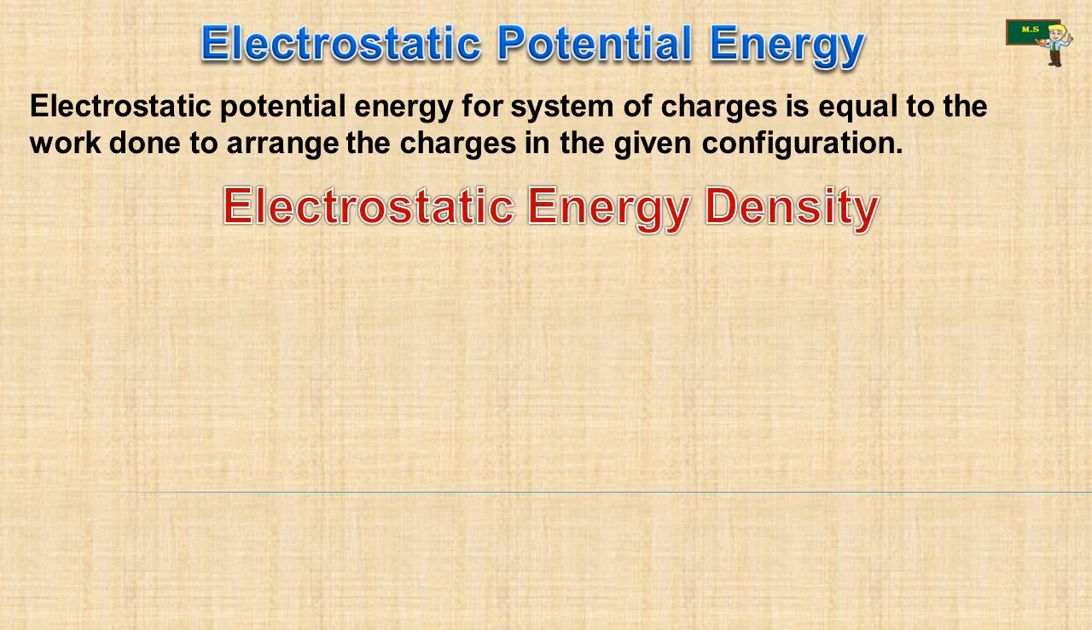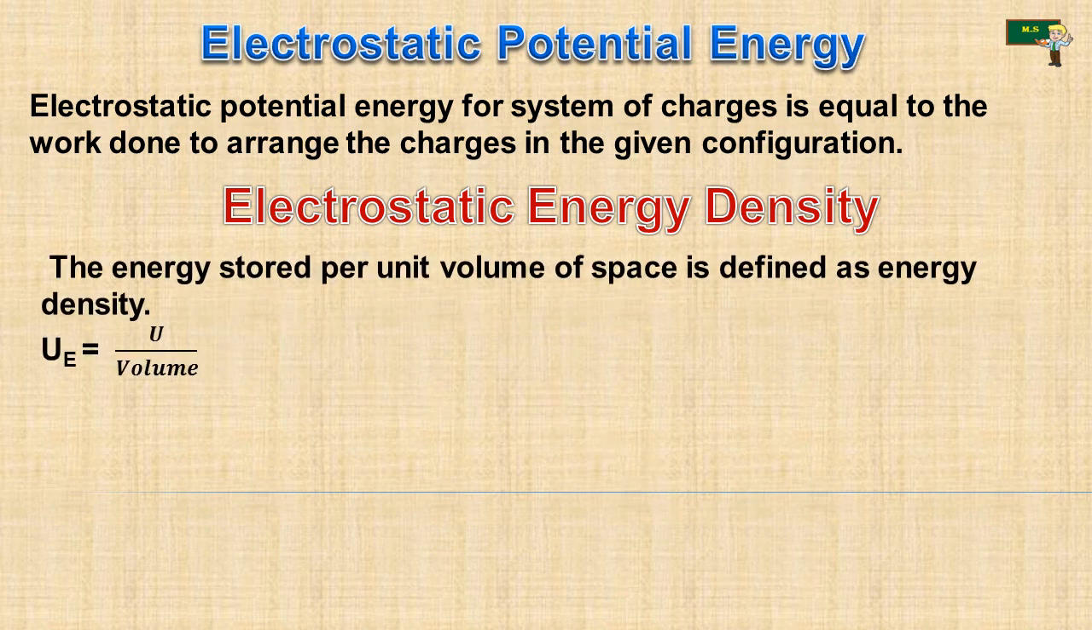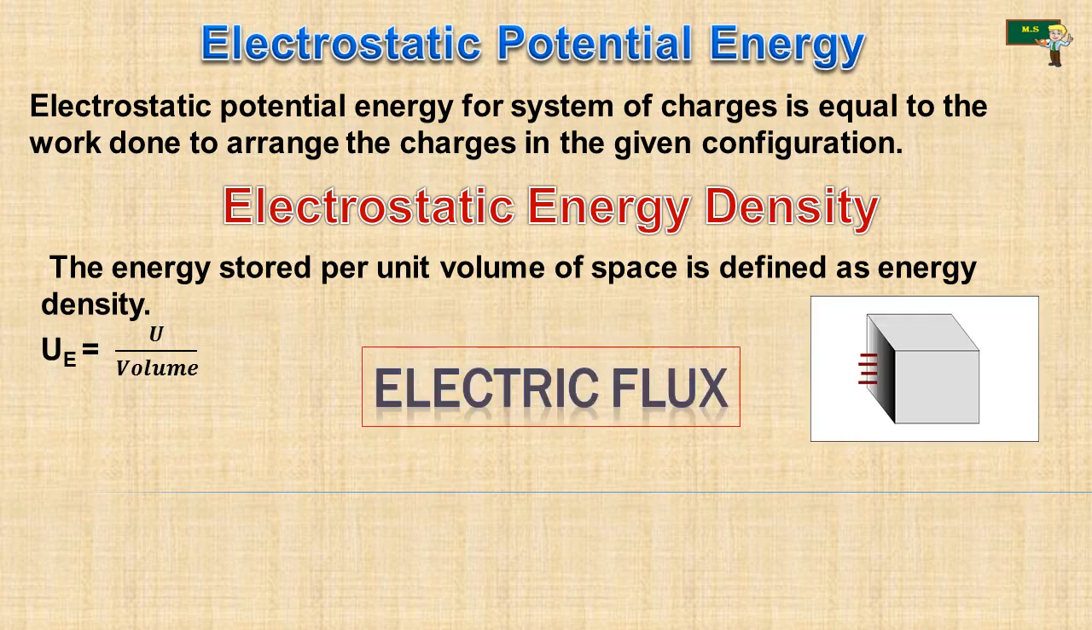Now, electrostatic energy density. What do you mean by energy density? See, already you know energy can be measured in many ways, but the energy stored per unit volume of space is defined as the energy density. UE, the electrostatic energy density, is equal to U by volume, whatever the volume may be.